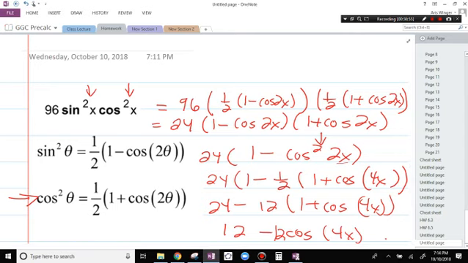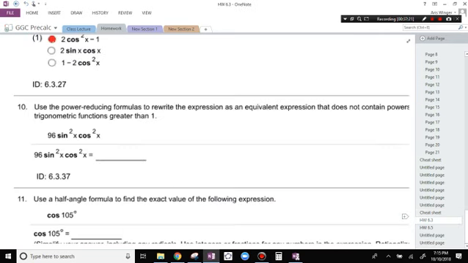If I graph both of these functions, they look identical. Questions there, again, using the formulas and just going through the work of reducing. Wherever you see a power, just use one of these formulas. Here.